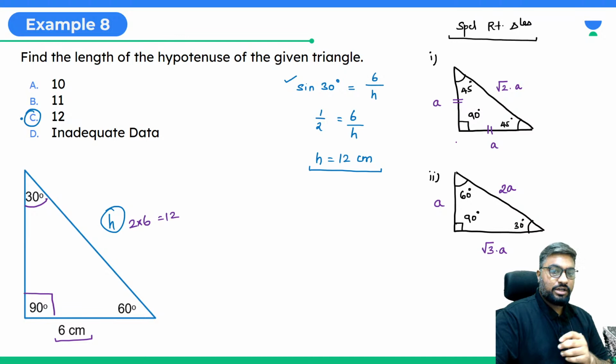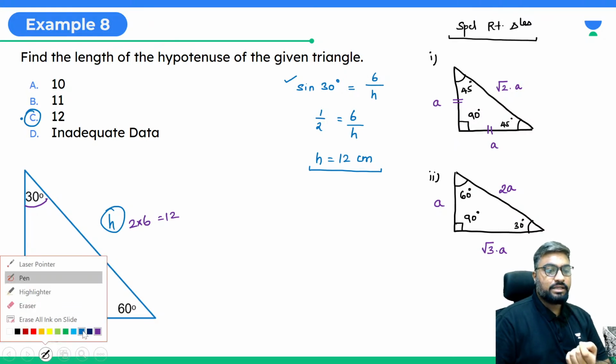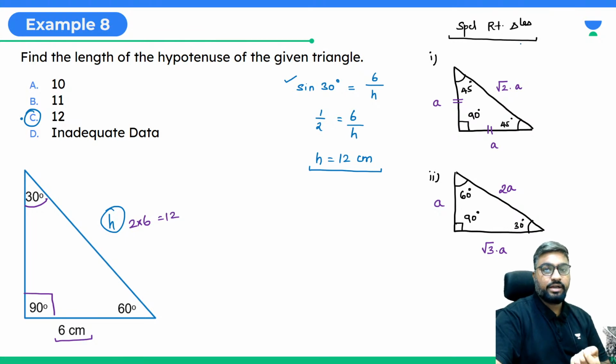So these are based on trigonometry only. ये trigonometry के basis पे ही है, but not bringing in trigonometry directly. Okay. So 45-45-90. If this is A, this is A, this is root 2 times A.